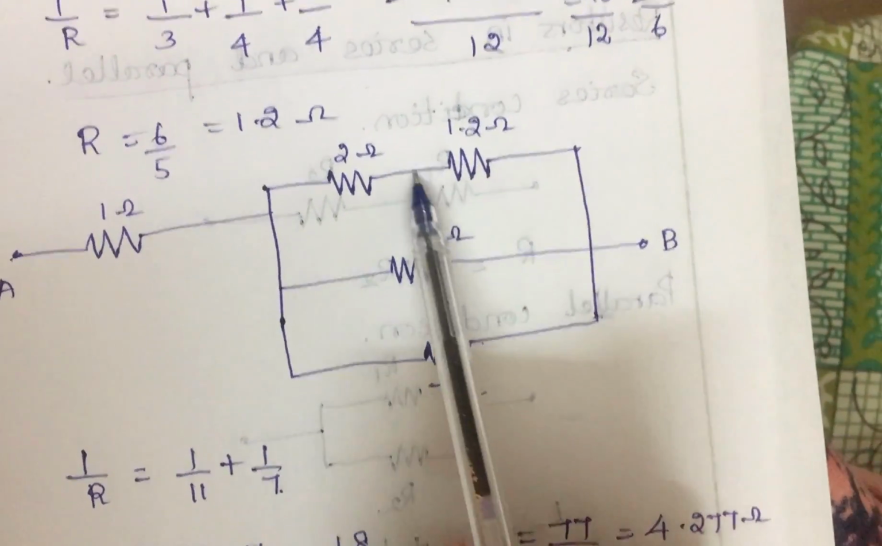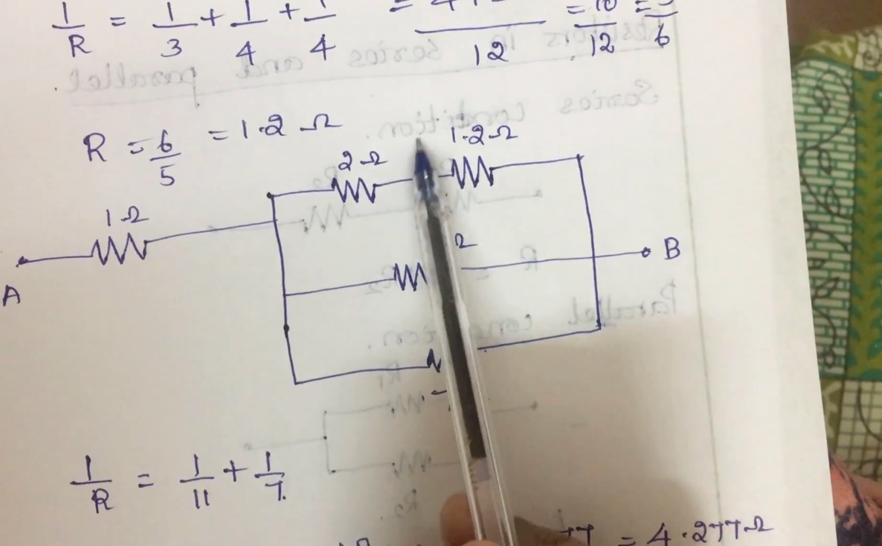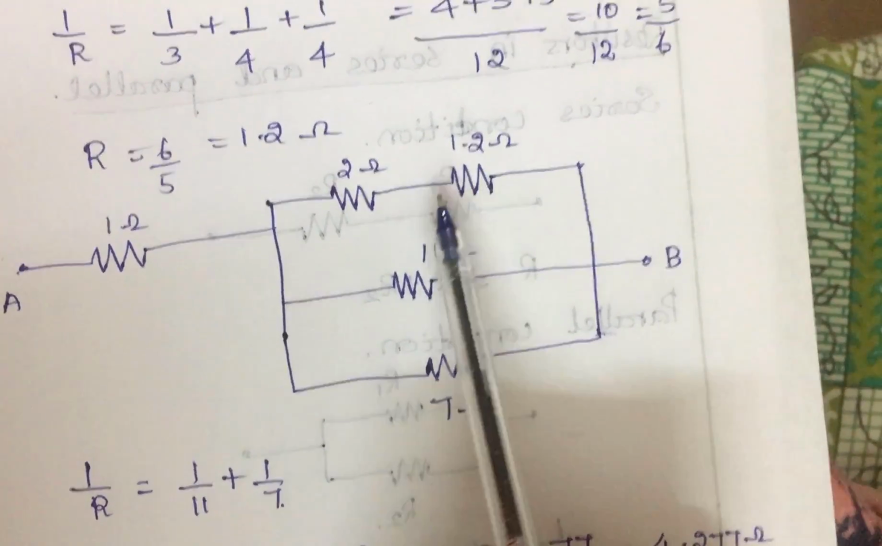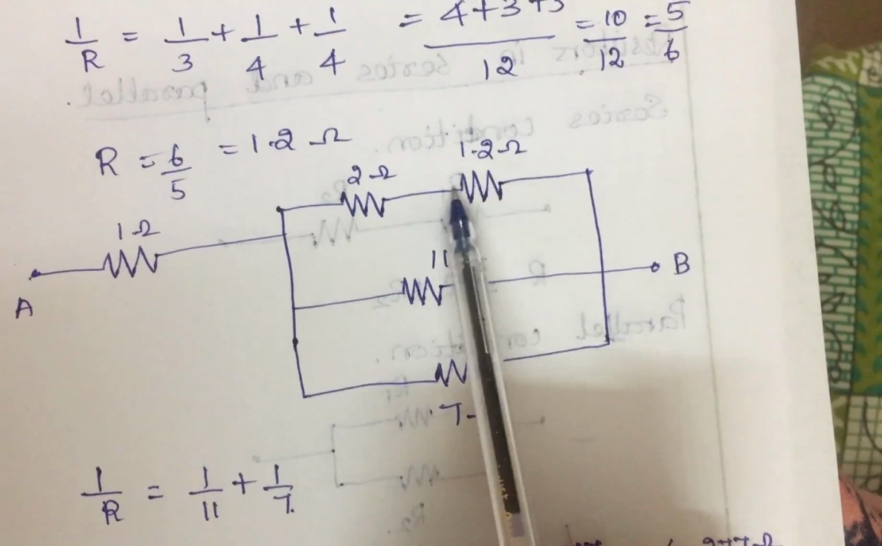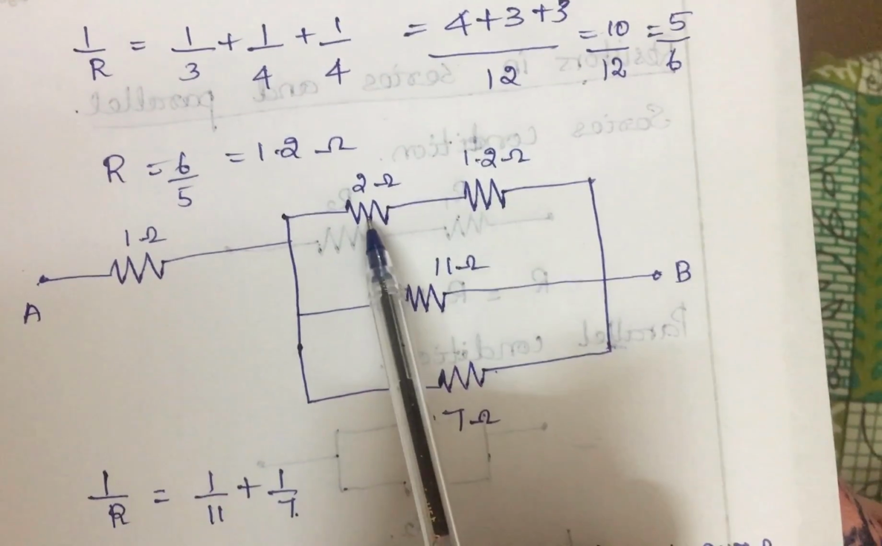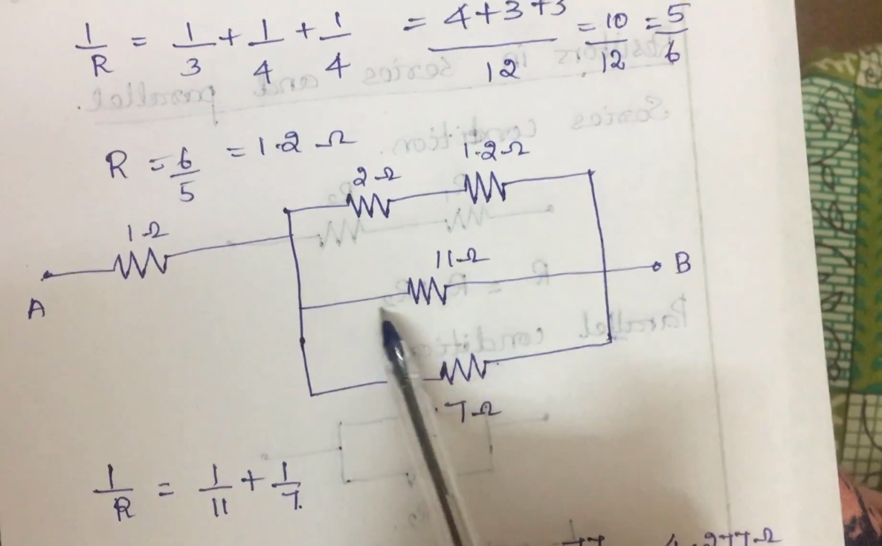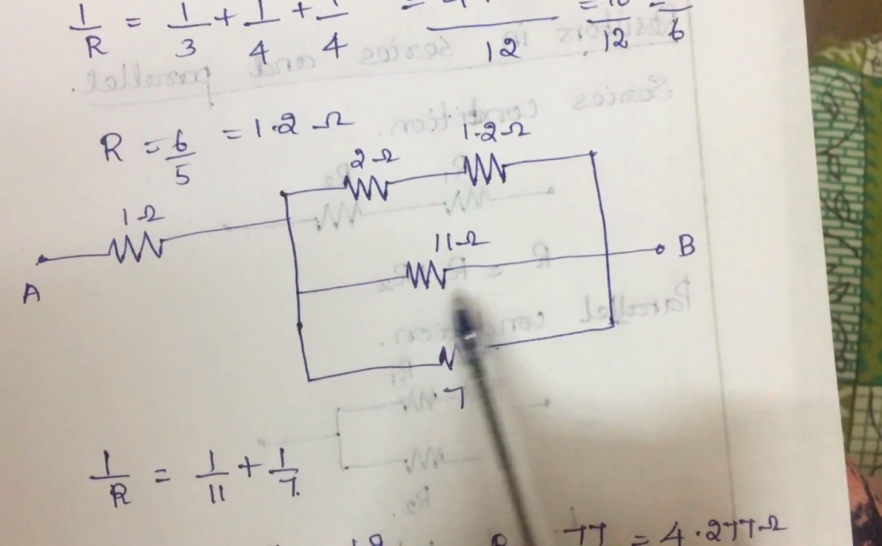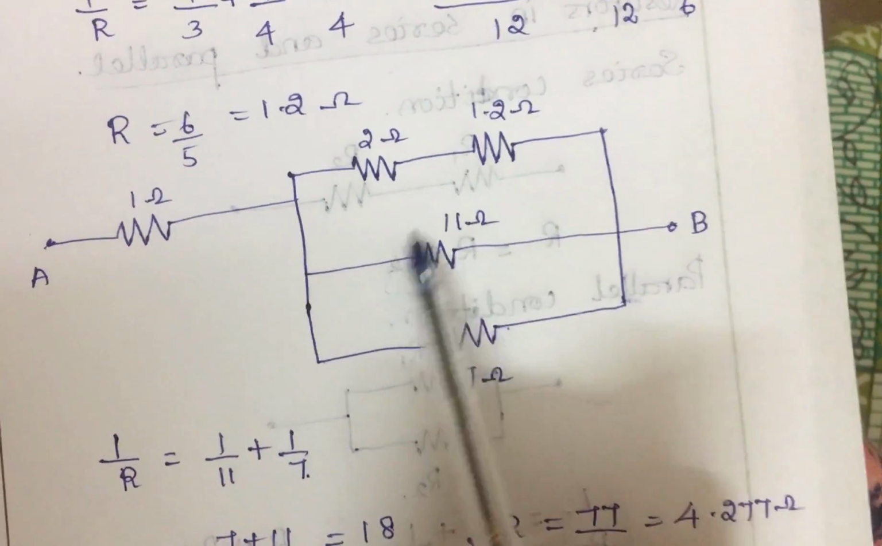ohm. Okay, so after solving you got 1 by 2 ohm. Now here the connected resistors are in series, 6 and 5 ohm, so it is 11 ohm.